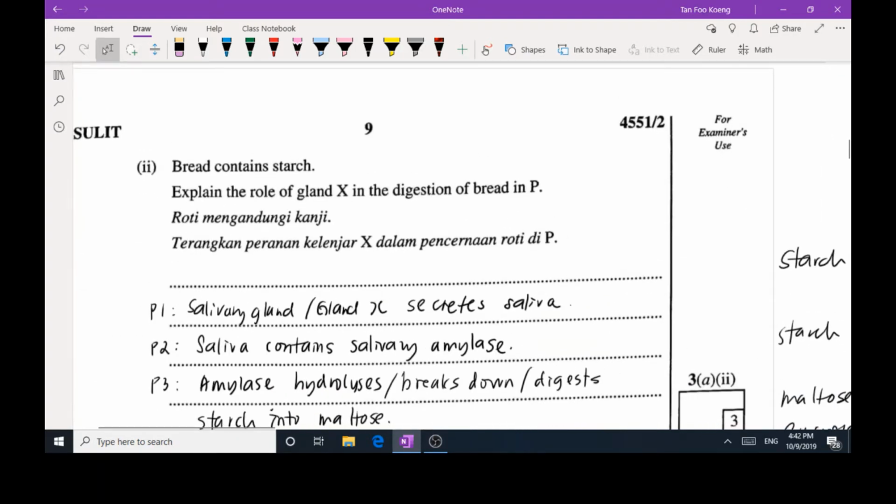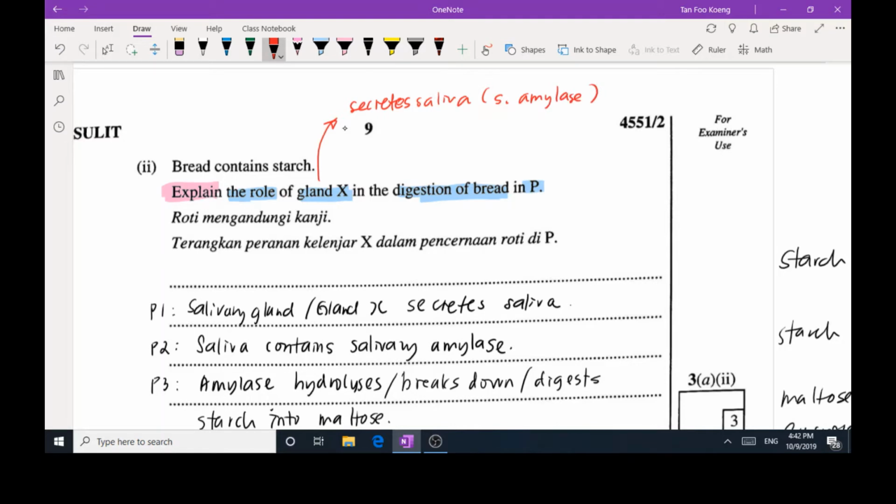And then question number 2. A2. Bread contains starch. Explain the role of gland X in the digestion of bread in P. So we have a few keywords here. Number 1, the function of gland X. So what is the function of the salivary gland? It must be to secrete saliva, right? It must secrete saliva, and the saliva contains salivary amylase.